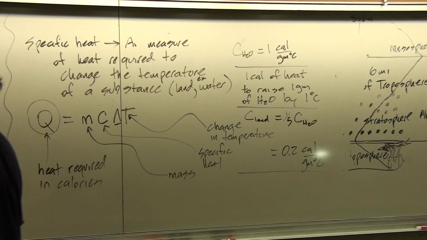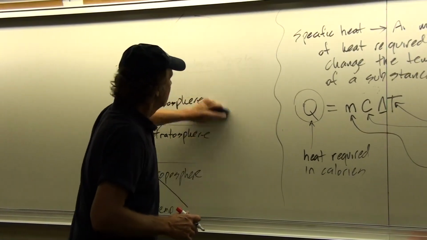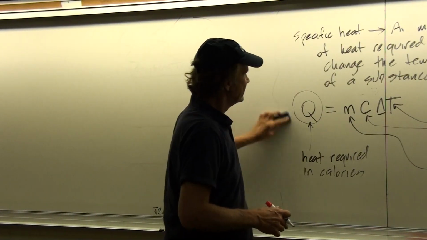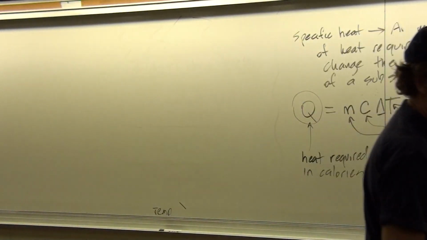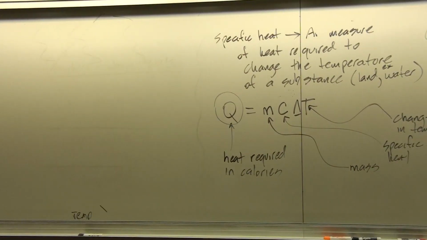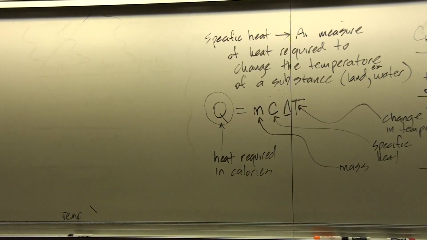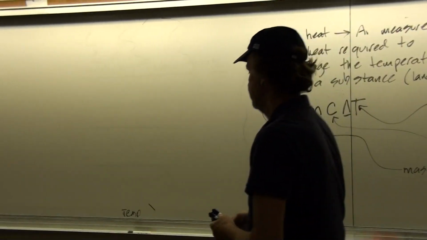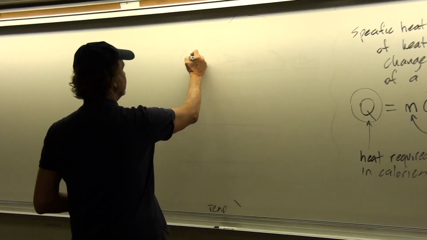It means that it's easier, in terms of heat absorbed from the sun, to raise land temperature than it is water temperature. So this, of course, is important when we're dealing with the heating of the Earth's surface.